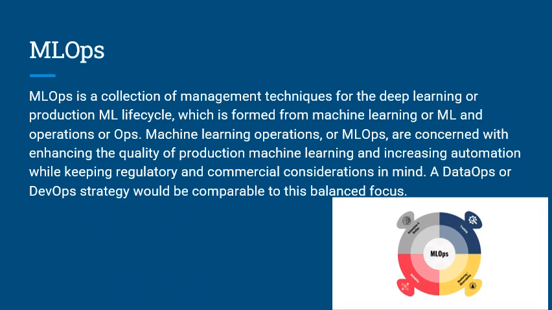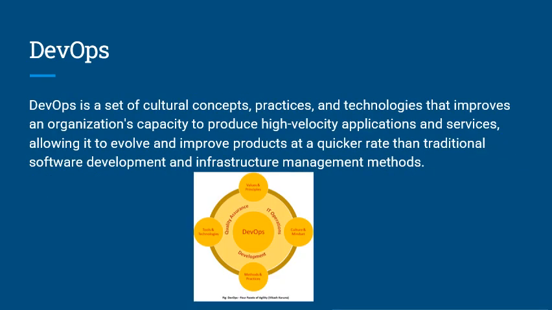What exactly is MLOps? MLOps is a set of procedures aimed at reliably and efficiently deploying and maintaining machine learning models in production. The term is also a combination of machine learning and DevOps, a software development approach that emphasizes continuous development. Let's move on to DevOps. What exactly is DevOps now? DevOps is a set of cultural concepts, practices, and technologies that improves an organization's capacity to produce high-velocity applications and services. DevOps also aims to bridge the gap between developers who write the application software and operations who run it in production.